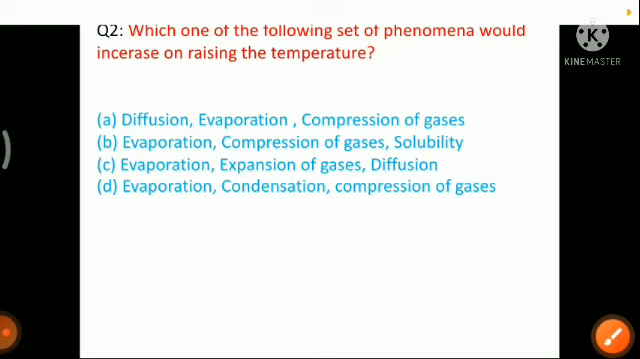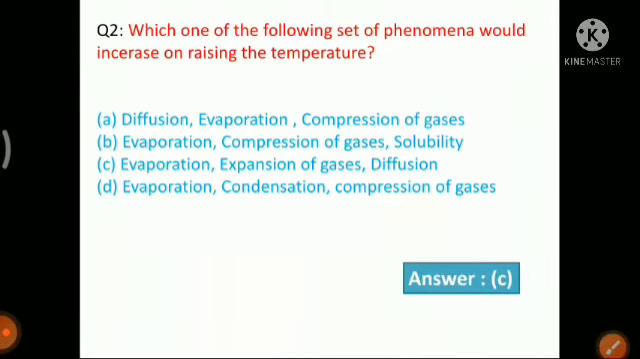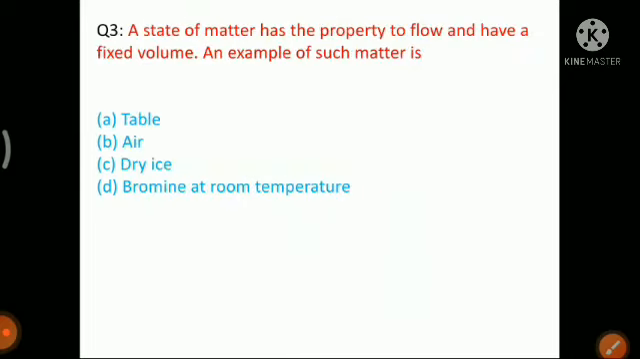Now let us look at the correct answer. The correct answer is C. So this is a very easy question. The question says: a state of matter. What are the three states of matter that we have learned? Solid, liquid and gas. A state of matter has a property of flow and has a fixed volume. Which state of matter has the property to flow and also has a fixed volume?